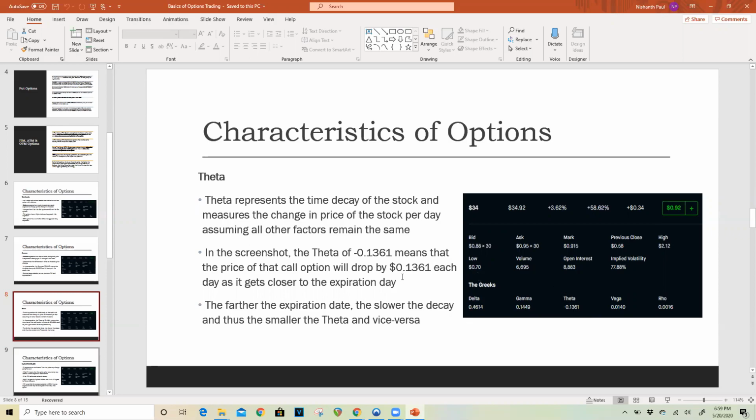Now, obviously the price of the option usually doesn't just stay the same, which is another reason why I say that looking into Greeks is not that critical when you're determining which option to buy. Now, the farther the expiration date, the slower the decay, and the smaller the theta, and vice versa.